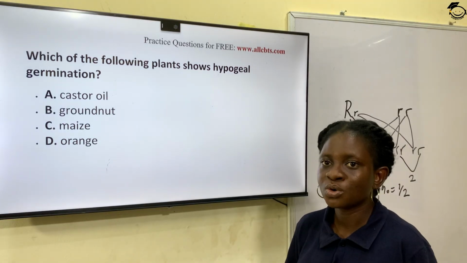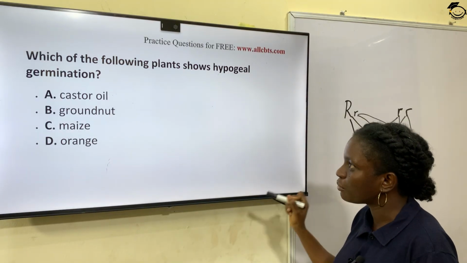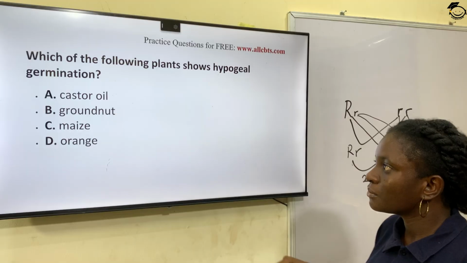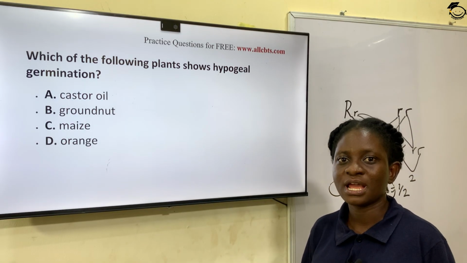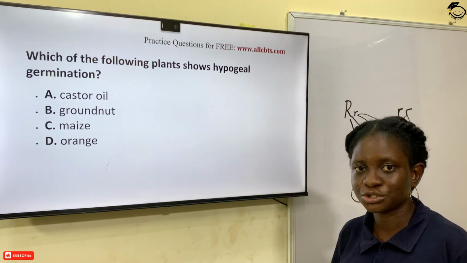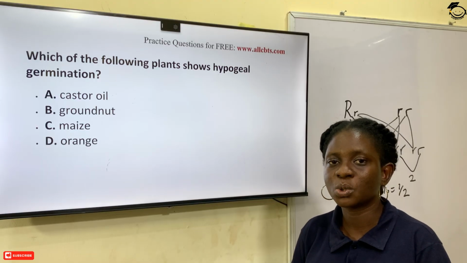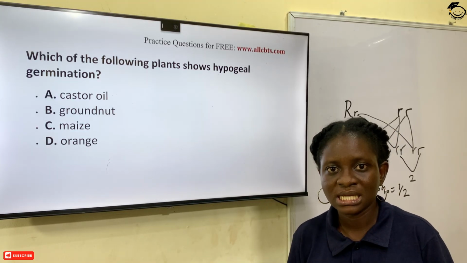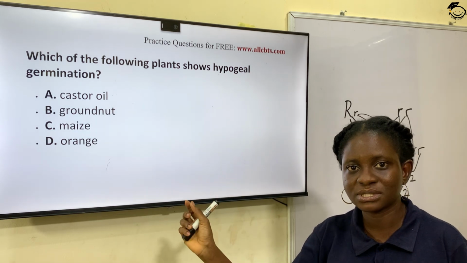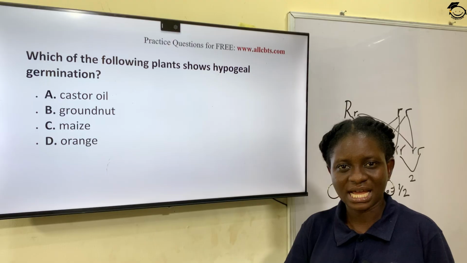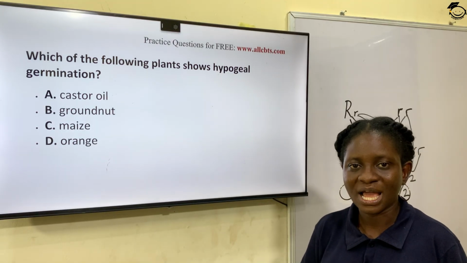Next question. Which of the following plants shows hypogea germination? We have two different types of germination: hypogea germination and epigea germination. The hypogea germination mainly takes place in monocotyledonous plants, that's plants with needle-like leaves, and they have narrow leaves. Let me just put it that way. An example of those plants is maize.